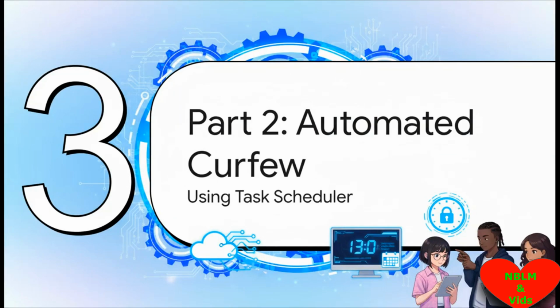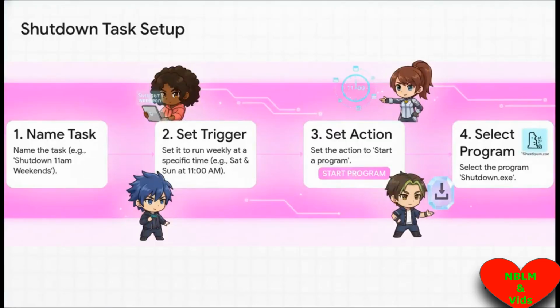We're going to use another powerful built-in Windows tool, the Task Scheduler, to make sure that computer session ends right on time every single time. No exceptions. So inside the Task Scheduler, you just create a new basic task. You give it a really clear name, something like shut down 11 a.m. weekends, so you know what it is. You set the trigger to go off weekly at the exact time that morning session ends. So in this case, Saturday and Sunday at 11 a.m. sharp. Then for the action, you tell it to start a program. And that program is the old classic, shutdown.exe.